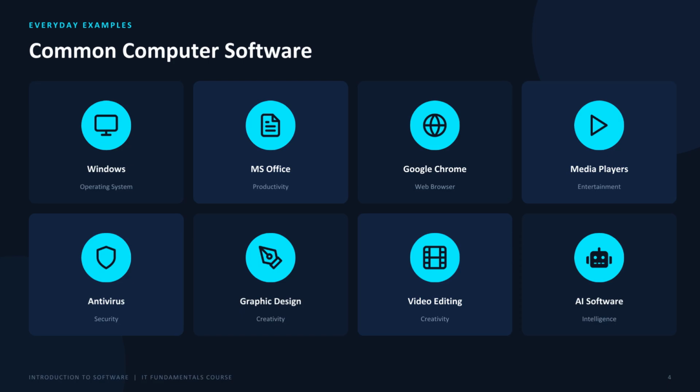Everyday examples of common computer software: Windows operating system, MS Office for productivity, Google Chrome web browser, media player for entertainment, antivirus for security, graphic design for creativity, video editing for creativity, AI software for intelligence.